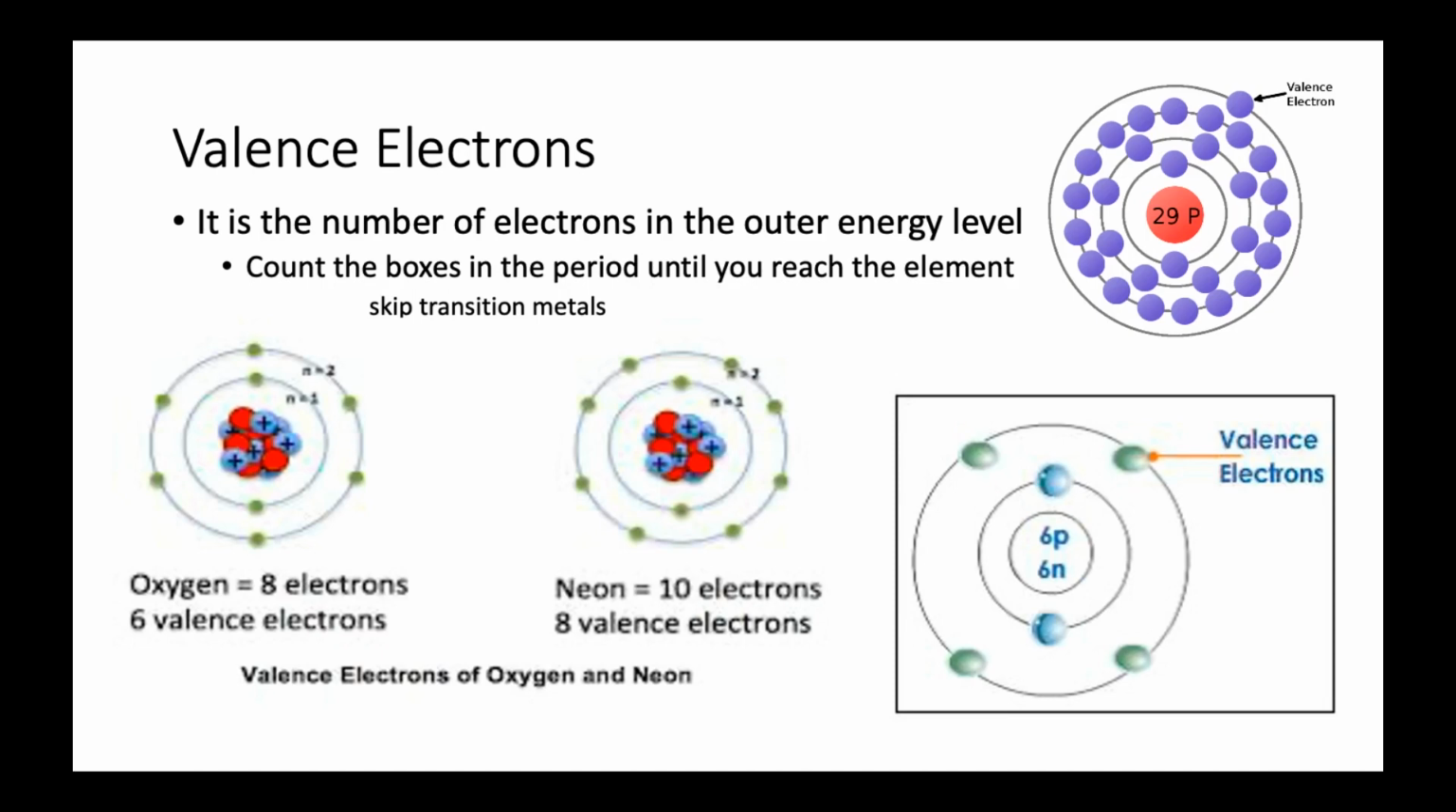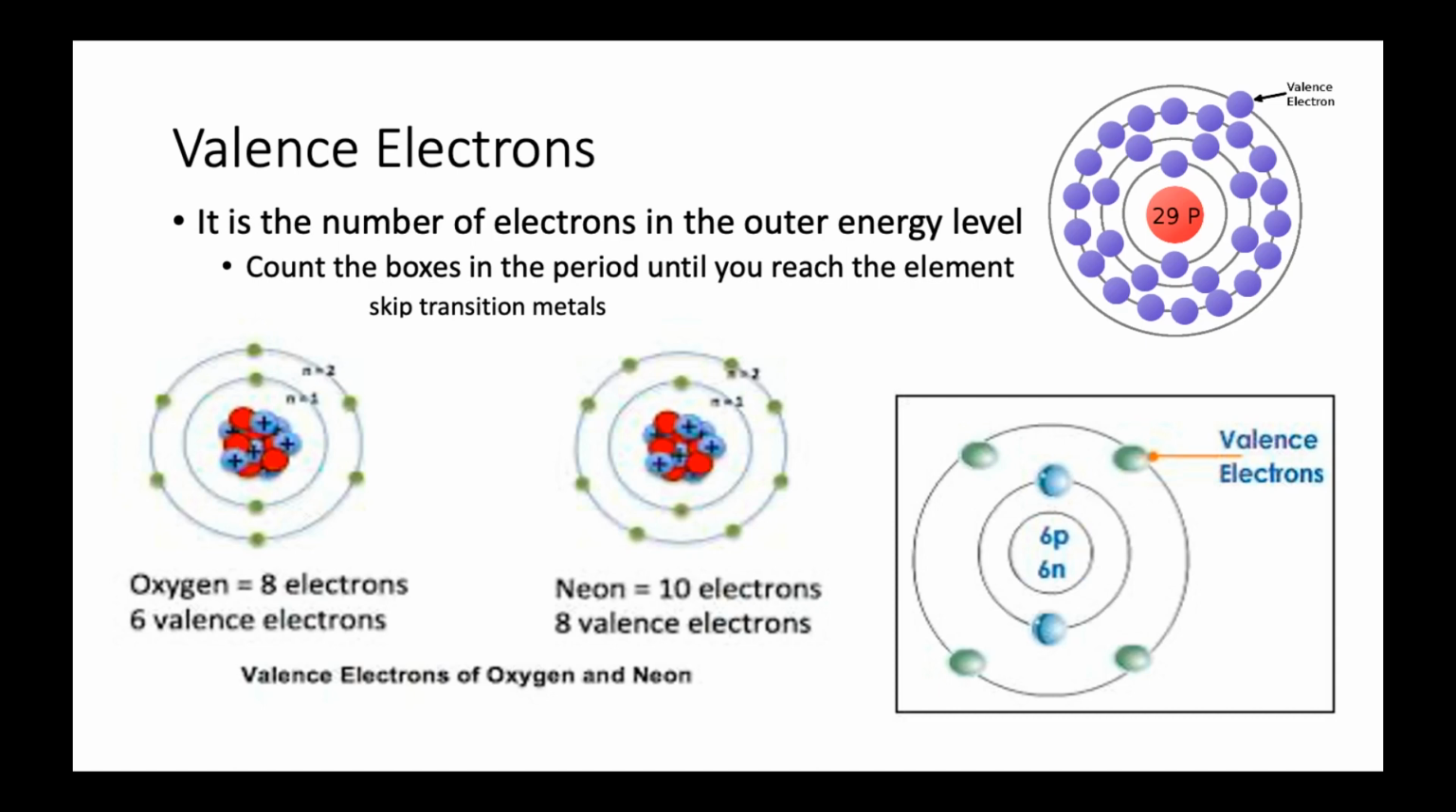Now, valence electrons are the number of electrons in the outer energy level of an atom. So remember we learned earlier that if we count our groups across our periodic table, skipping the transitional metals, this will tell us how many valence electrons there are.